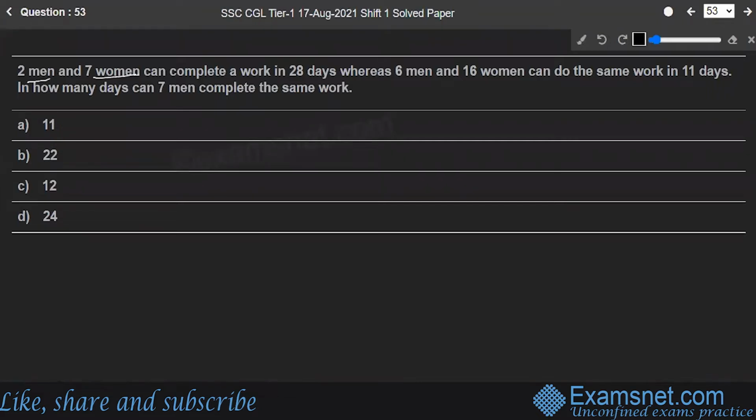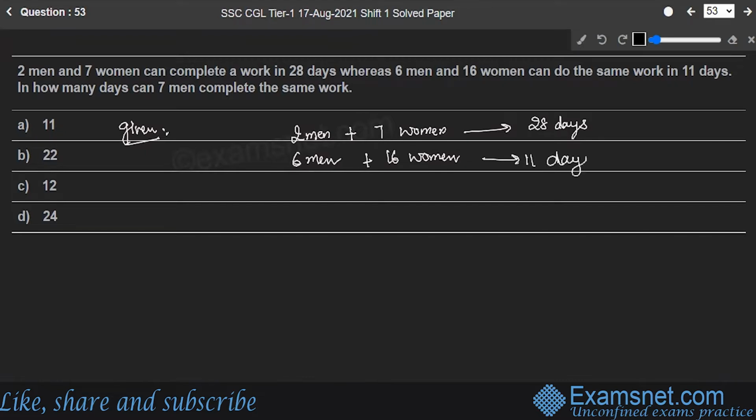2 men and 7 women can complete a work in 28 days, whereas 6 men and 16 women can do the same work in 11 days. In how many days can 7 men complete the same work? So you are given two things. First of all, 2 men and 7 women can complete a work in 28 days. Also, 6 men and 16 women can complete the work in 11 days.